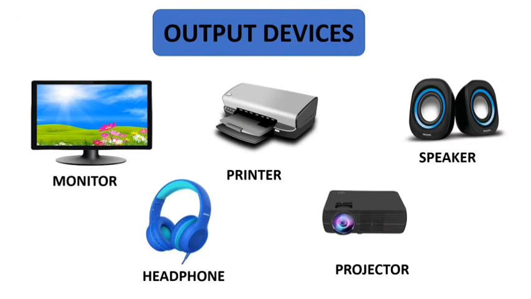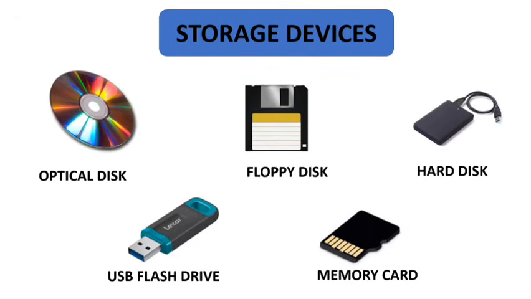Output devices. Output devices receive the information from the computer and give it to the user in a human-readable form like text, audio, and video. Examples of output devices are monitor, printer, speaker, headphone, projector, etc. Storage devices. Storage devices are used to store data. Examples are optical disc, floppy disk, hard disk, USB flash drive, memory card.